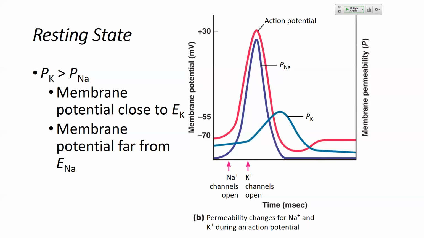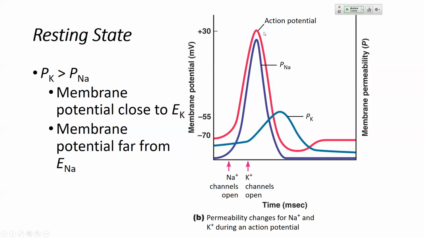So if we look at this graph, which compares the action potential events to the membrane permeability, in blue we have the permeability for potassium, how it changes. In purple, we have the permeability for sodium, and the red is the actual events of an action potential. So what we see is that during an action potential, the membrane potential is going to closely reflect the equilibrium potential for sodium. Can anyone explain why that is?